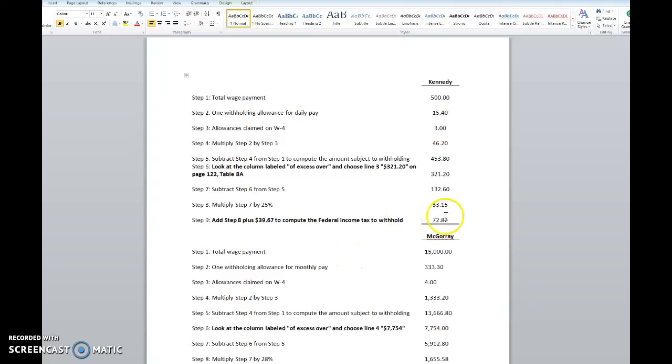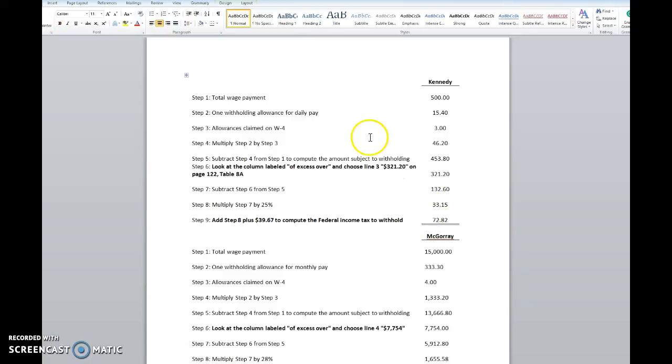$132.60. We're going to multiply step 7 by 25%. And then if you look at table 8A, under married, you are going to add $39.67 plus the $33.15 to get $72.82 that'll be withheld from Kennedy's check.